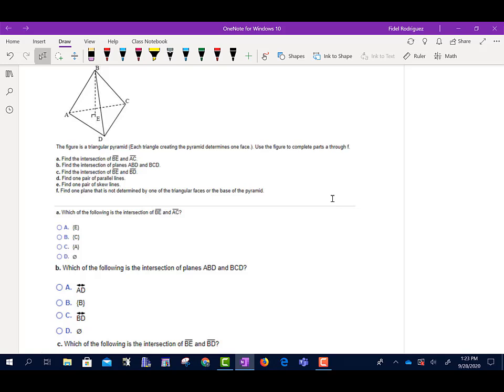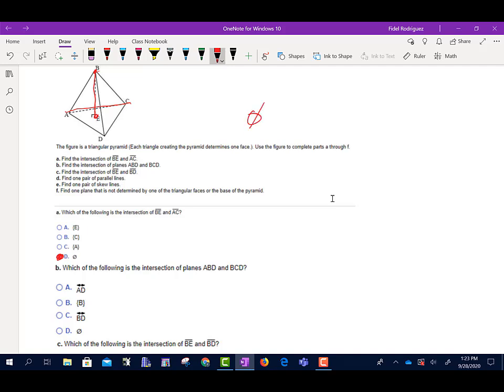Okay, it says the figure is a triangular pyramid. Each triangle creating the pyramid determines one face. Use the figure to determine parts A through F. Okay, so I'm going to get my pen. The intersection of the line BE, so here's my line BE, and the line AC. Do those 2 lines intersect? You might look at it and say, oh look, they meet there, but remember, this point E is sort of in the middle. So they do not intersect, which would be the empty set, right?